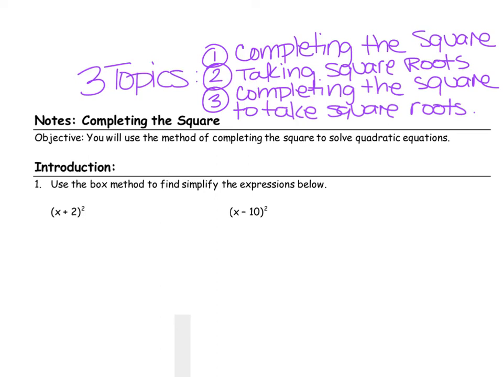This lesson will consist of 3 topics. We will start with completing the square. We will then learn how to solve quadratics by taking square roots. And then finally, we will put the 2 ideas together by completing the square in order to take square roots. So this is a 3rd way to solve quadratic equations.